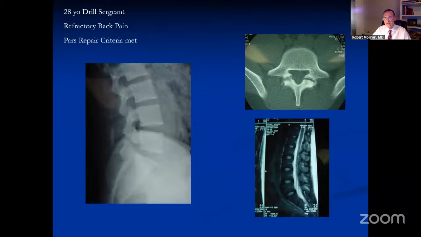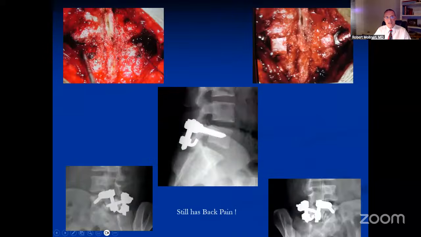And I counseled him before surgery. I said, okay, we're going to do this operation. And here's the operation. Here are my intraoperative pictures. I resected the pars. I put a block graft in from his iliac crest. I compressed across the defect, and I got a beautiful result radiographically. He was completely fused. And I was thrilled when I got these x-rays. And this is about at 3 months post-op. But he still had back pain, and he never got better.